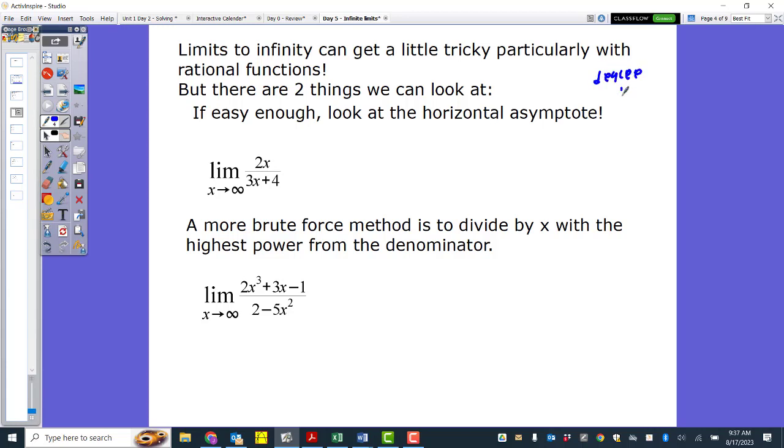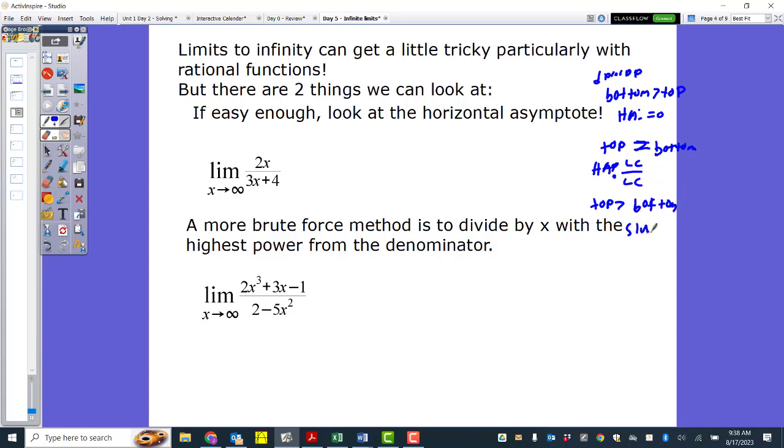If the degree on top is bigger, well, let's start with the bottom. If the degree on bottom is bigger, so bottom bigger than top, then the horizontal asymptote is 0. If the top and bottom are equal, then your horizontal asymptote is just the leading coefficient divided by the leading coefficient. And if the top is bigger, then you have a slant asymptote.